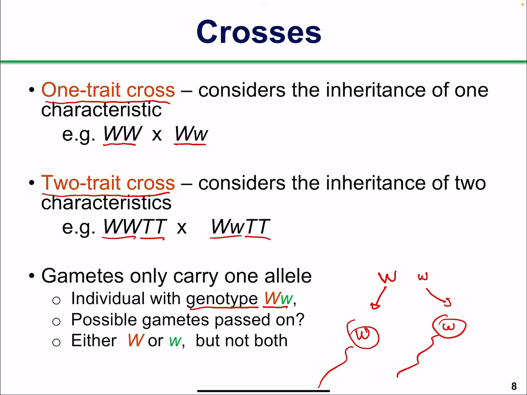Well, this right here is a sperm cell. This right here is another sperm cell, right? So a parent who is heterozygous is going to produce two kinds of gametes. One that carries capital W and another one that carries lowercase w. These are the two possibilities, right? Either capital W or lowercase w, but not both, right? Not both in a normal meiosis.